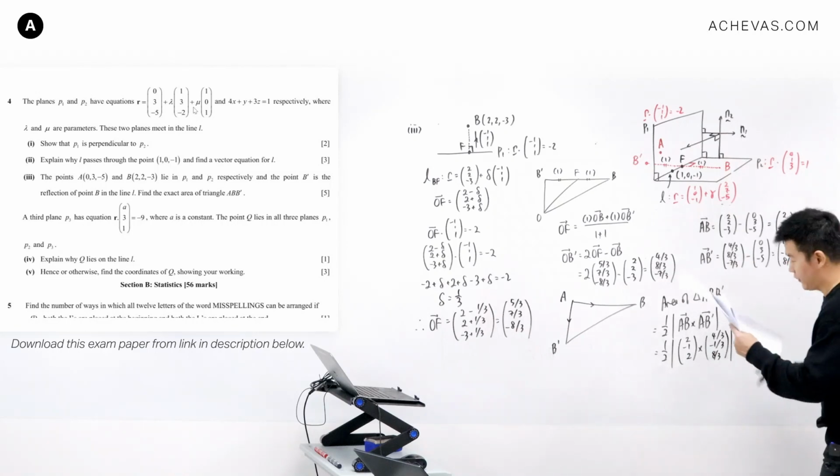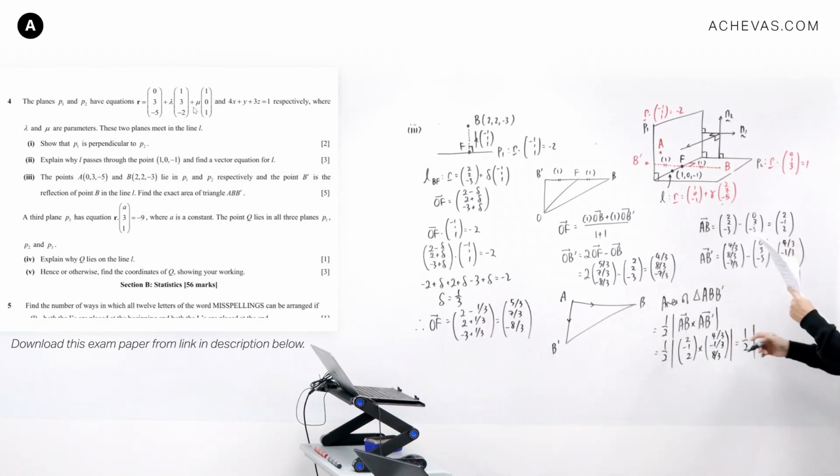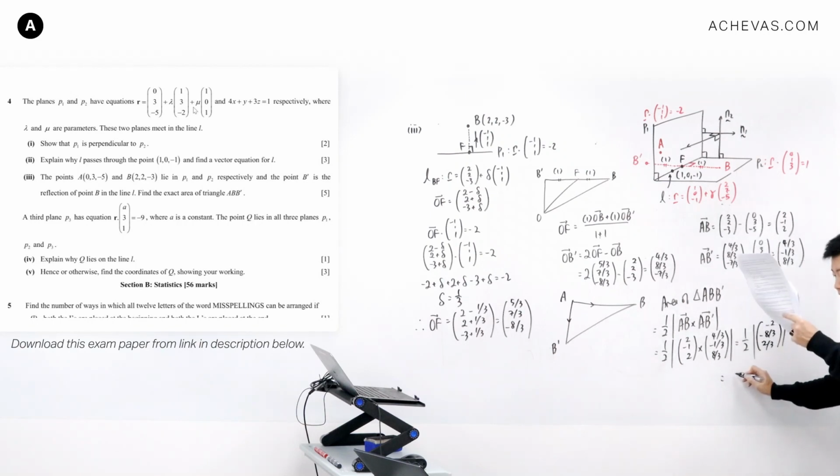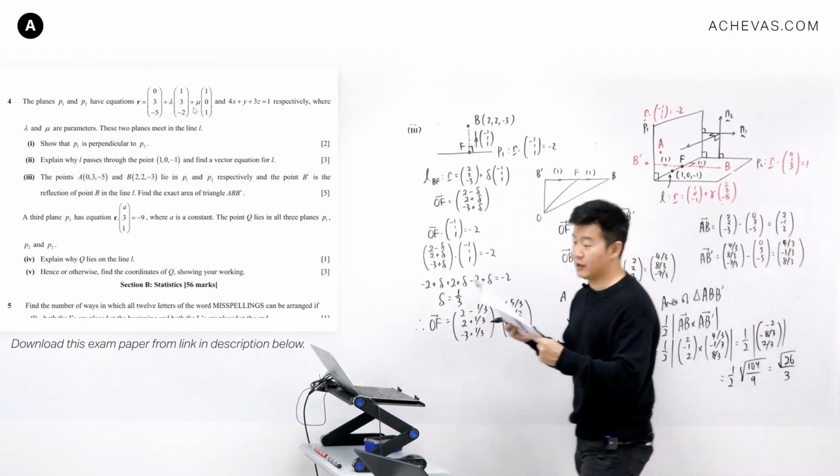It's going to be half of, performing the cross product here, we'll be getting minus 2, minus 8 over 3 and 2 over 3. And this will get us half of the square root of 104 over 9, which you will be able to work out to be equal to square root of 26 over 3 units squared for the area.